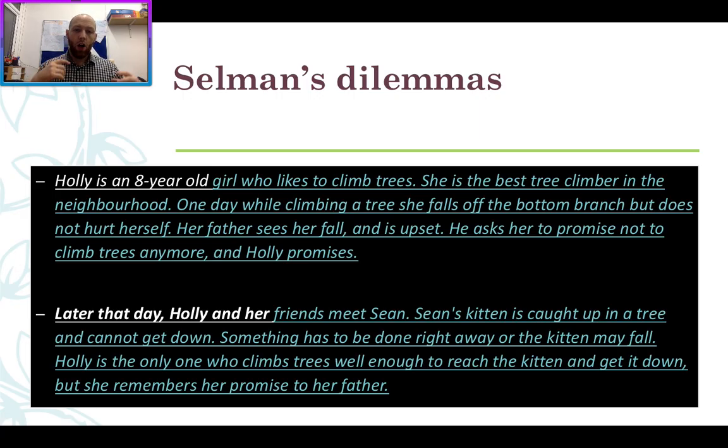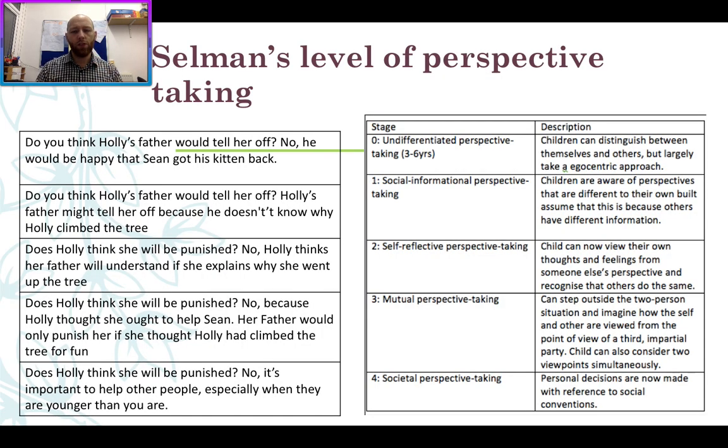She remembers though that she made a promise to her dad that she should not climb the tree. That's the scenario. Pause it, have a read through again, and then we'll go on to the stages. So, according to Selman, the level or stage the child or the adult is at will determine their ability to take different types of perspectives in this scenario.